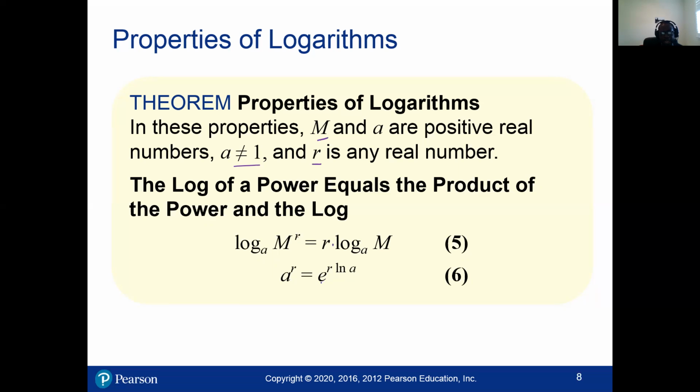Now, on the other hand, if you have a raised to r, it is equal to e raised to r times natural log of a. From property 2 that we talked about, we can write this as e raised to natural log of a to the r. And that is why this becomes a to the r, which is that.